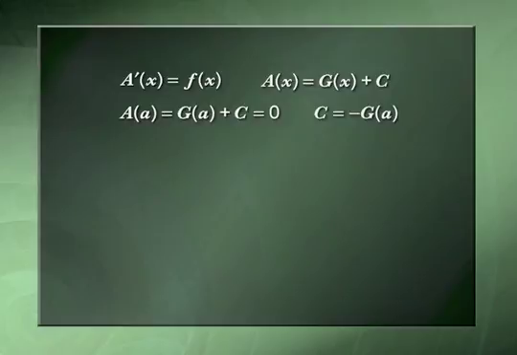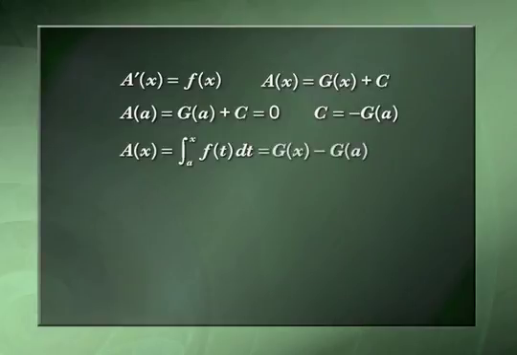So we're almost done. I hope you've kept up with this. It's a tough little proof. We finally have that the area function is the integral from a to x of f of t dt. That's how we defined it. And it's equal to g of x minus g of a, where g is an antiderivative of f. Now replace x with b. So you have from a to b, f of t dt is g of b minus g of a.